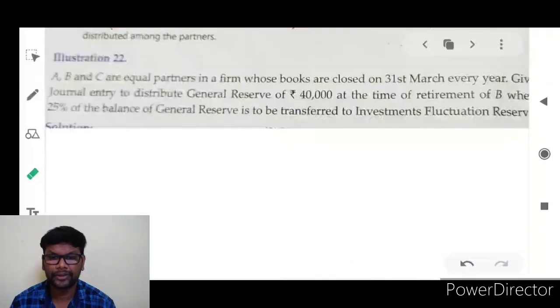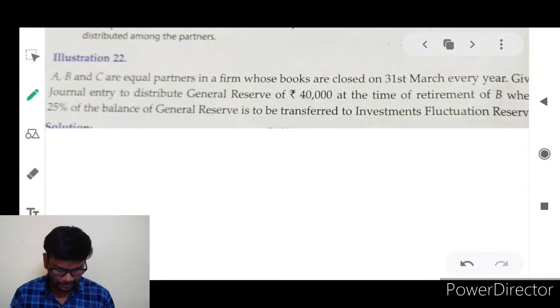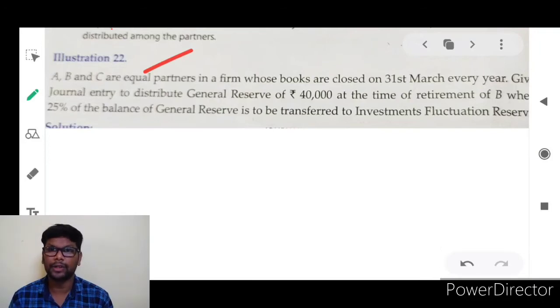Illustration 22. In this 22nd illustration, they have given very clearly that A, B and C are equal partners. So they are sharing profits and losses equally, 1:1:1, 1/3, 1/3, 1/3. They are equal partners in the firm whose books are closed on 31st March every year. You know, on 31st March every year all firms' and companies' accounts are closed.